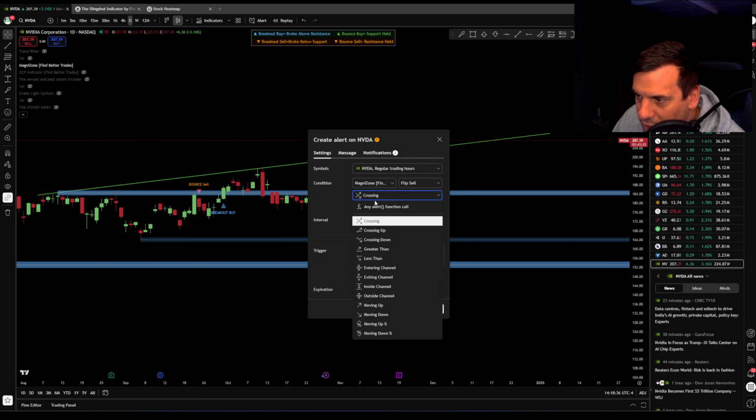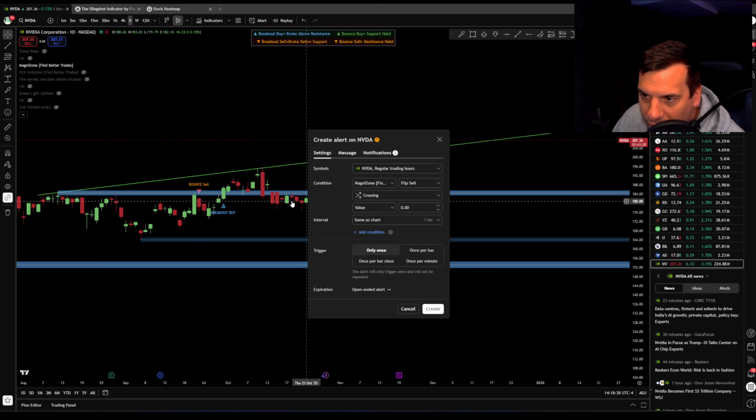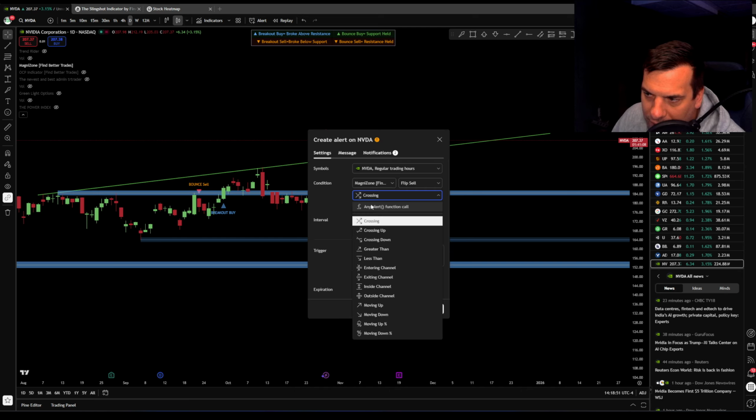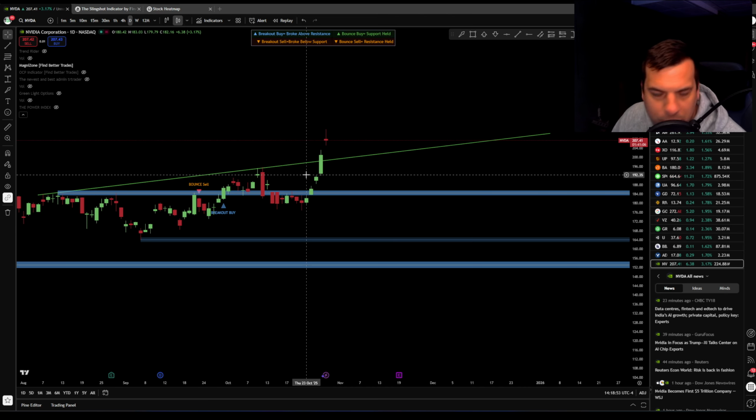You can literally just right click, add yourself an alert, go to Magnazone, and you would just do any alert function call. Or you could just do one of these. So if you just want flip buys or bounce buys or bounce sells, you could do that. But usually I'll just do the alert function call. And by the way, we have a full explanation on this, so you don't even really need to worry about this.